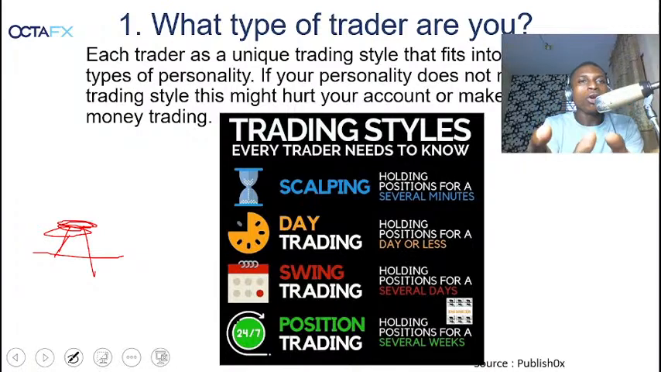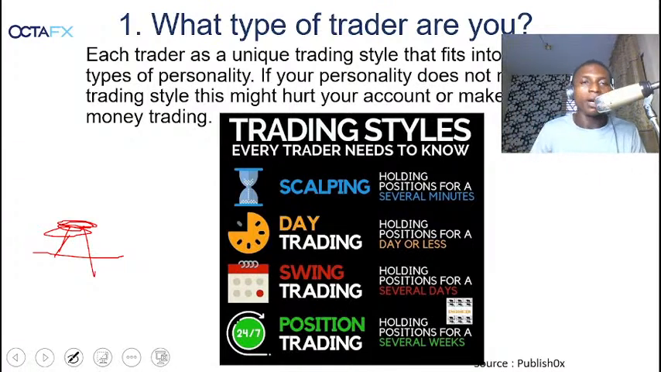Now, this is how to develop your trading strategy. This is your number one methodology. So number one, when you want to develop your trading strategy, be writing it down now. Be taking notes. What type of trader are you?